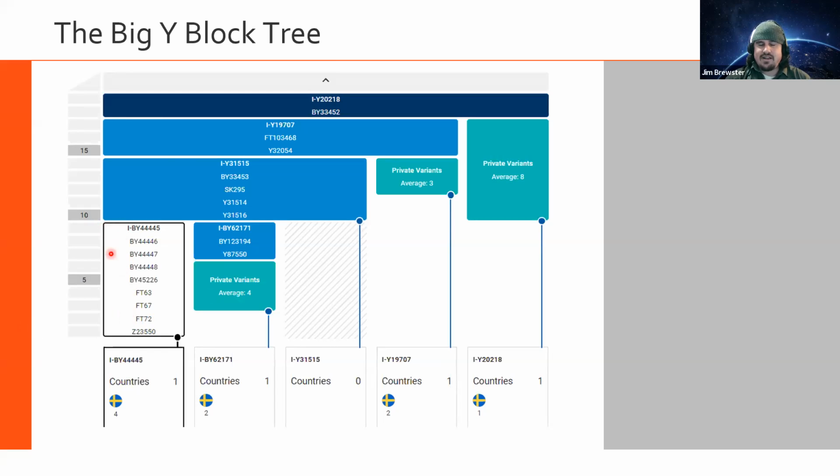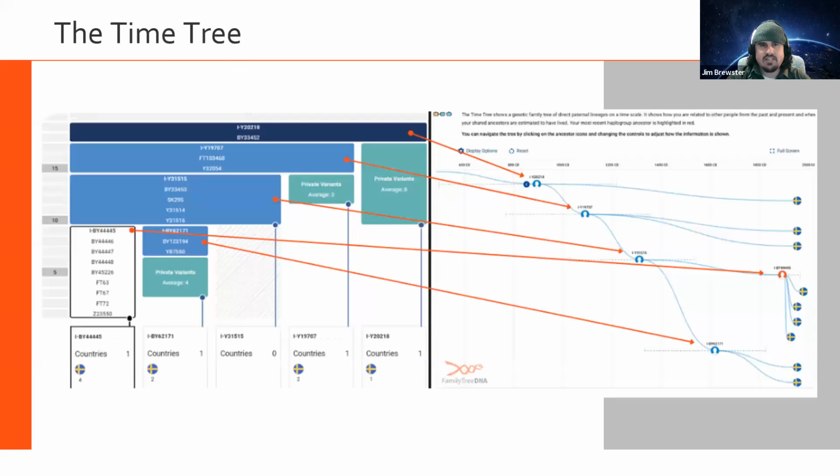Now, it can be a little bit hazy, though, because different blocks might have a different number of SNPs in them. So it can be a little bit misleading if one block has a ton of equivalencies, because it might look like it stretches across more generations than it actually does. So what we did was we developed the time tree. We basically took all of that same information, but instead of blocks, we turned it into a linear graph here.